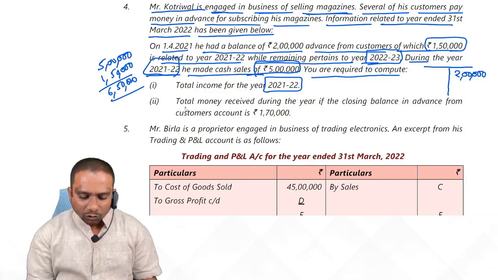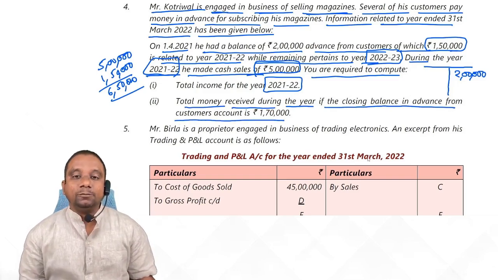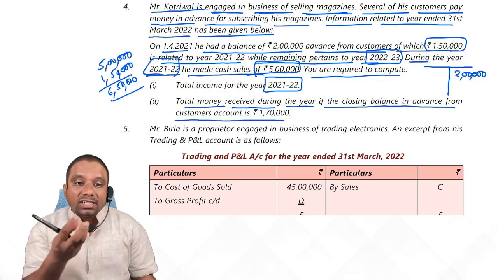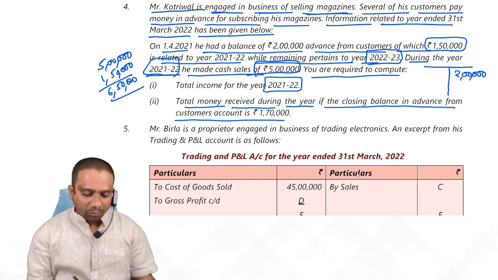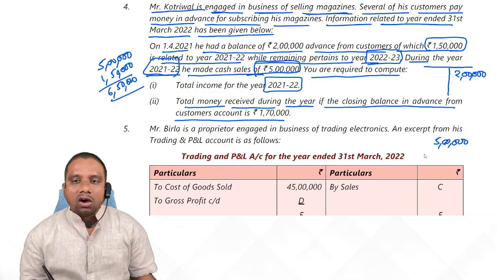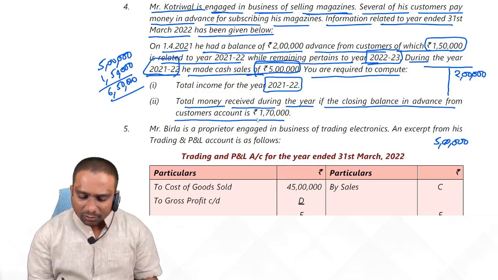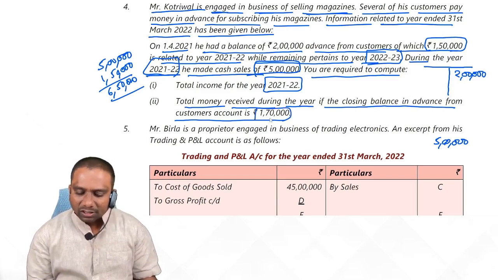Next one. Total money received during the year if the closing balance in advance from customers account is 1,70,000. Means they are asking how much cash he received during the year. Already he received 5 lakhs in cash, and they are saying the advance from customers account balance is 1,70,000.